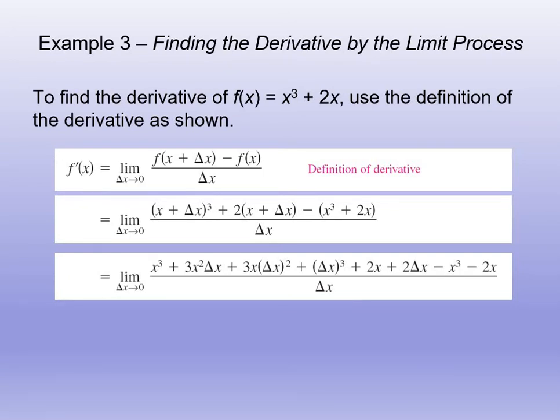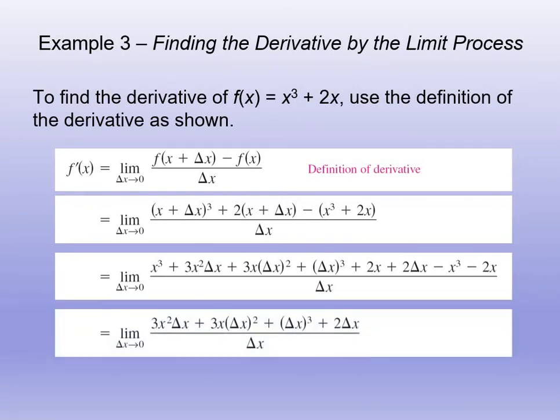From here, we have to look for things that cancel. Okay, notice that we have a positive x cubed and a negative x cubed, so those will cancel. We also have a positive 2x and a negative 2x. Those will cancel. And then we see if there's any other like terms that we can come up with. Okay, there aren't any right now.